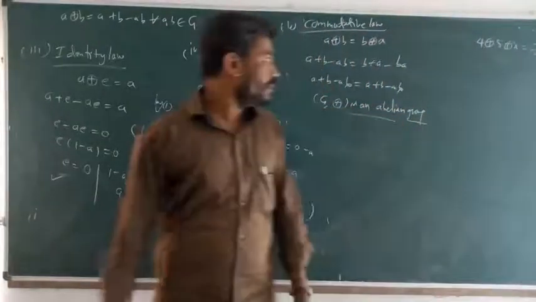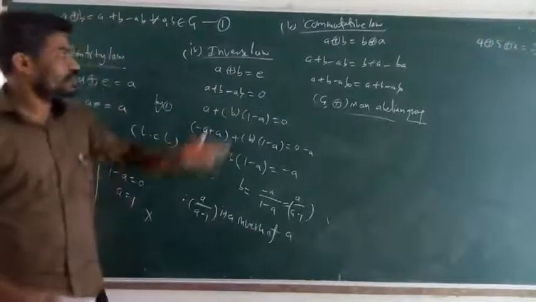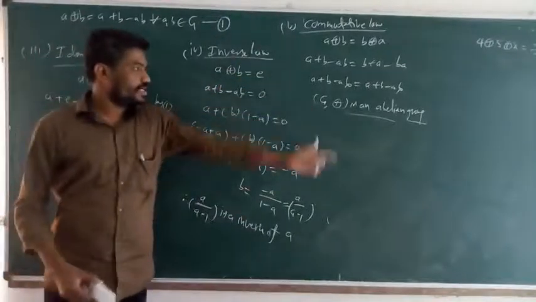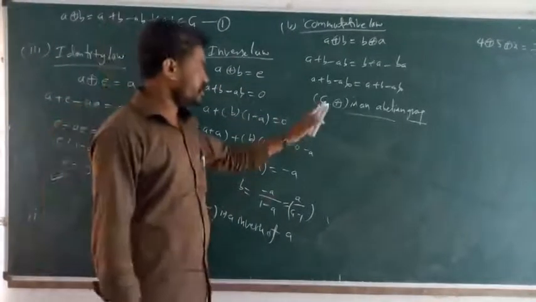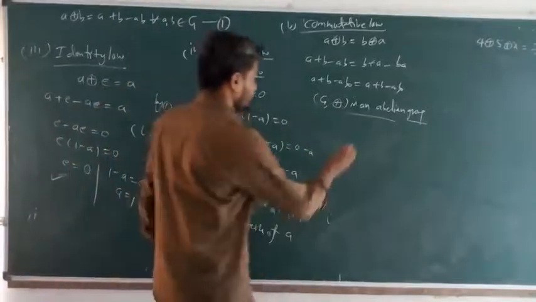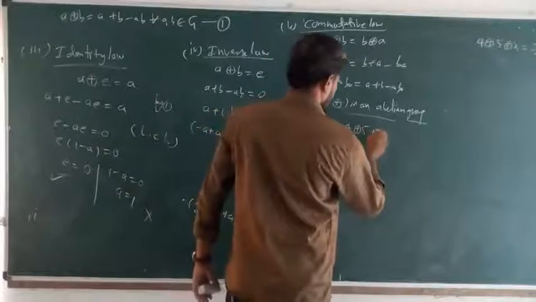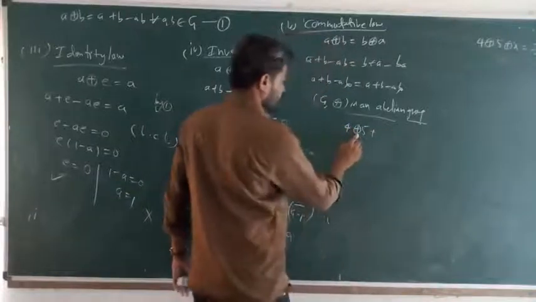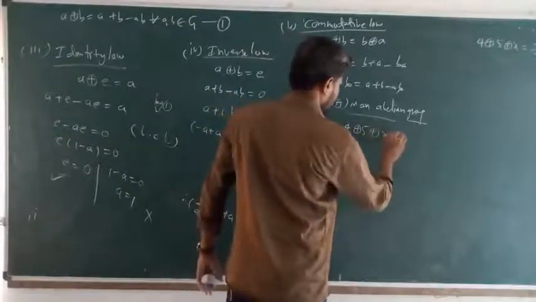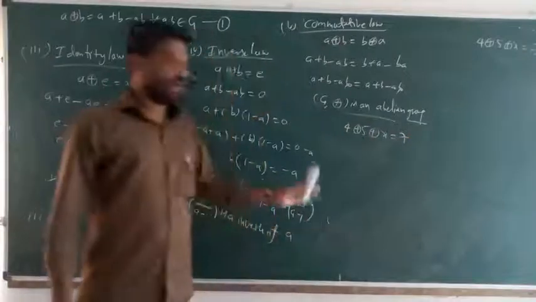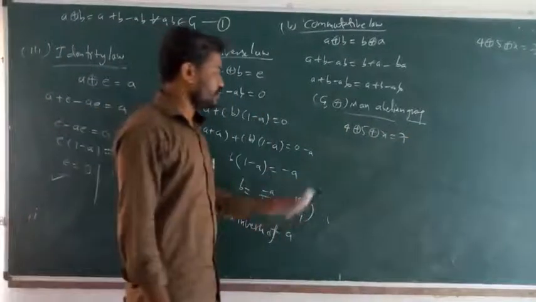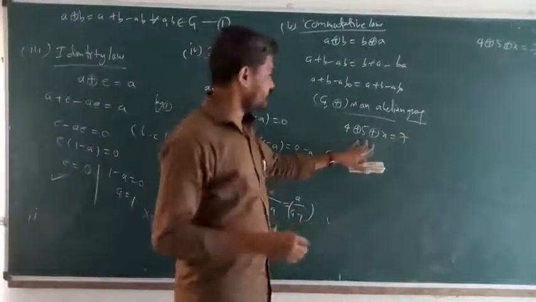Next, we completed A plus B equal to B plus A, so commutative law holds. Therefore G comma direct sum is an abelian group. This is okay. Next, one condition is given: 4 direct sum 5 direct sum x is equal to 7. You can find the x value. So in this question, just find the x value.